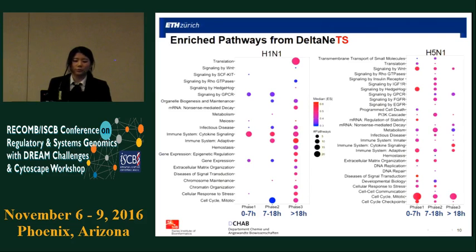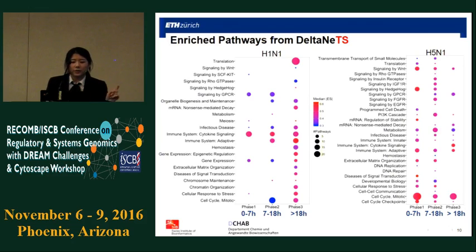The next slide shows the result of enriched pathways from DeltaNet predictions. We divided the time of post-infection into three phases. Phase one is 0 to 7 hours of early post-infection, phase two is 7 to 18 hours, and phase three is later than 18 hours post-infection. We obtained these enriched pathways for each phase from the genes that are ranked by DeltaNet. The size of the circle in this figure indicates the number of enriched pathways belonging to the same group, and the more red color in a circle represents higher enrichment in pathways. You can also consider the degree of enrichment as the degree of modulation during viral infections.